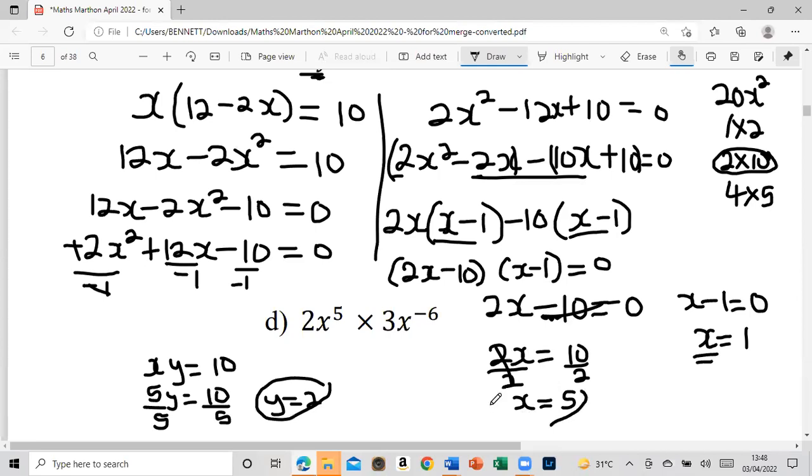And we do the same thing for when x is 1 now. When x is 1, 1 times y equals 10, and we divide, so y is 10. So when x is 1, y is 10.